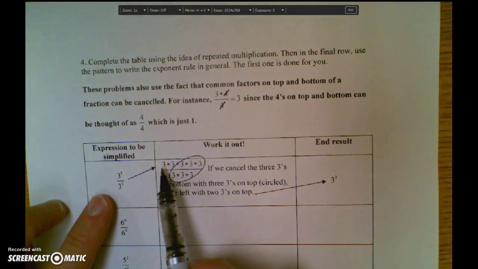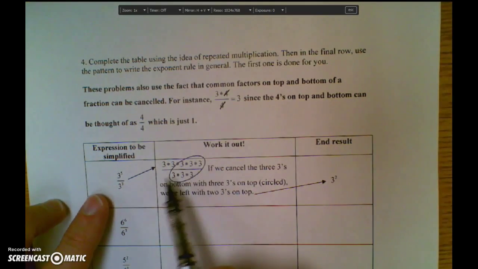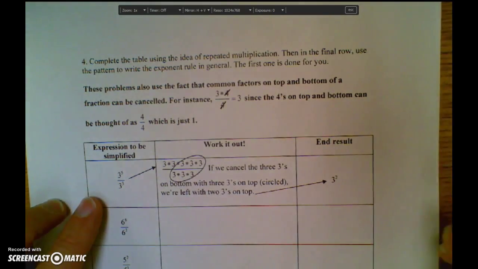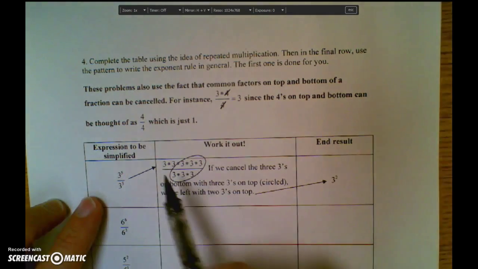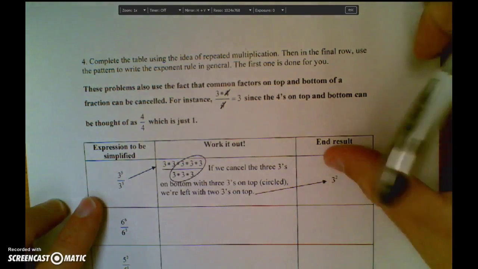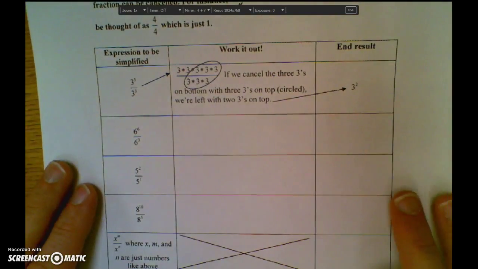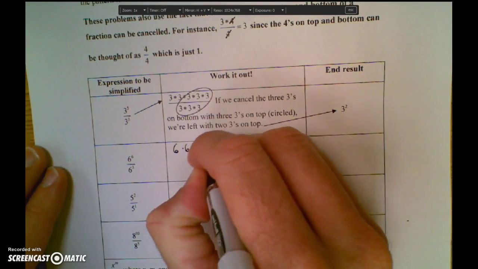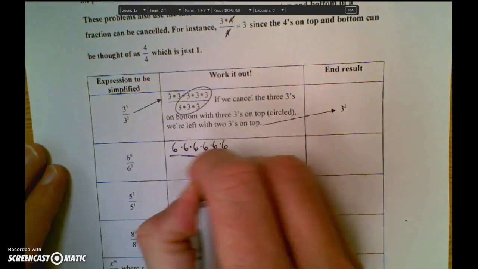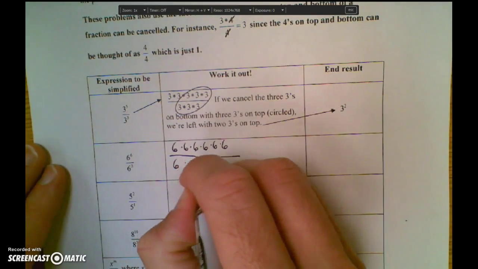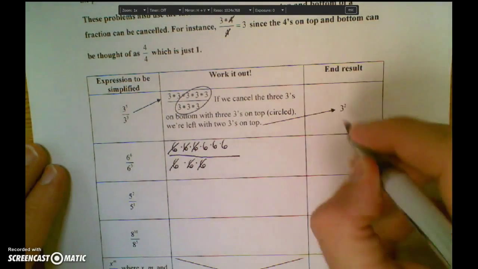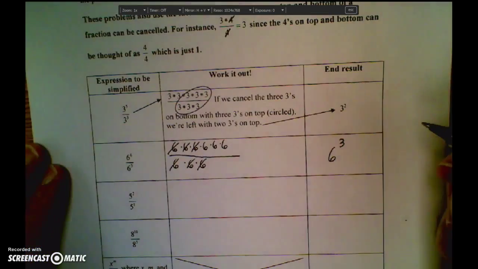3 to the 5th, they expand 3 to the 5th, over 3 to the 3rd, and then cancel the ones that match on top and bottom. And then the final result is that you have 3 squared left on top. So let's see if we can figure out the pattern as we work through these. The next one is 6 to the 6th, so I'm going to expand 5 6's over 3 6's. And then cancel out, so I'm left with 6 to the 3rd.